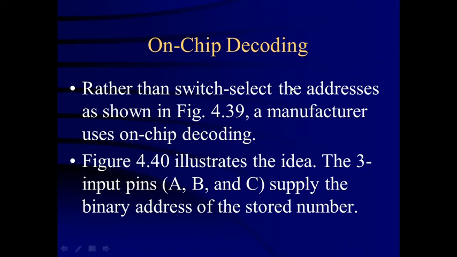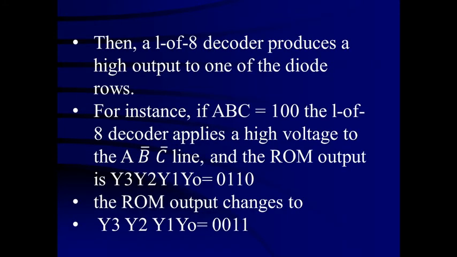Rather than the switch selecting the addresses as shown in figure 4.39, a manufacturer uses on-chip decoding. Figure 4.40 illustrates the idea. The 3 input pins A, B, C supply the binary address of the stored number. ABC will have a combination from 000 to 111, and hence 8 locations are possible. That means 8 different addresses are possible where the data is going to be stored.